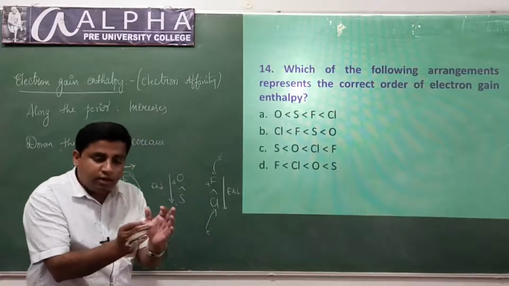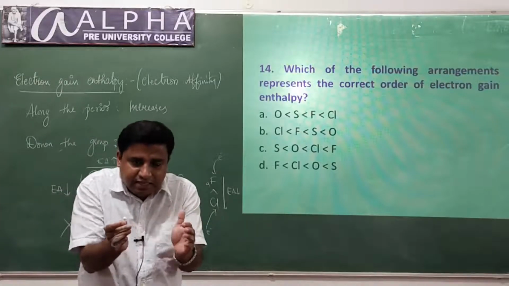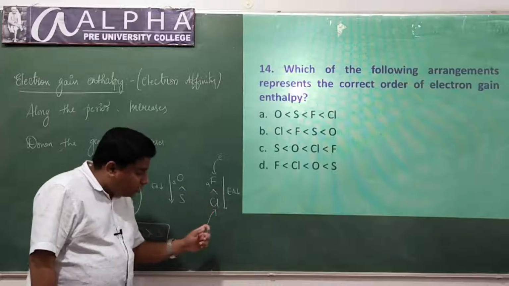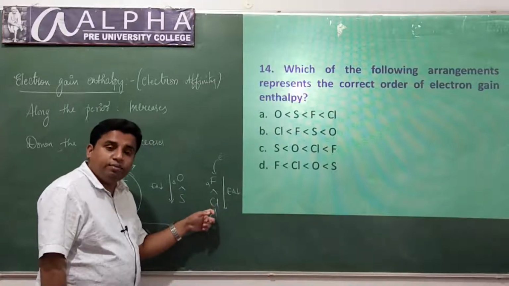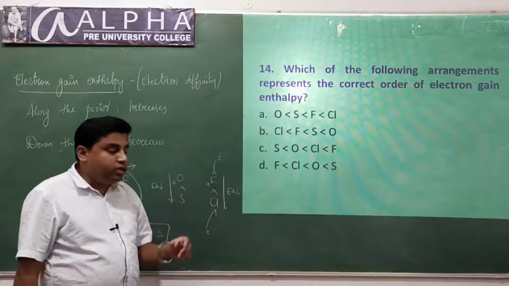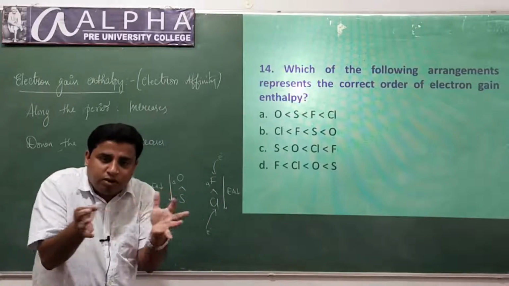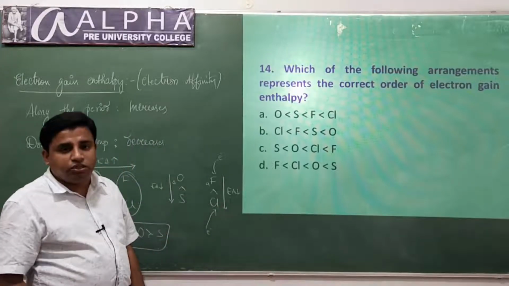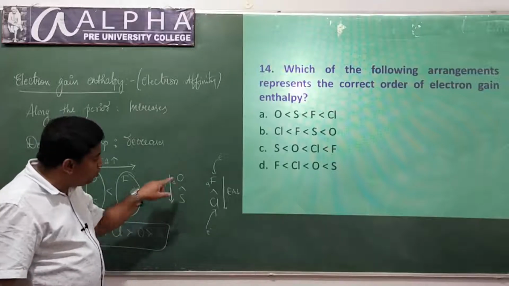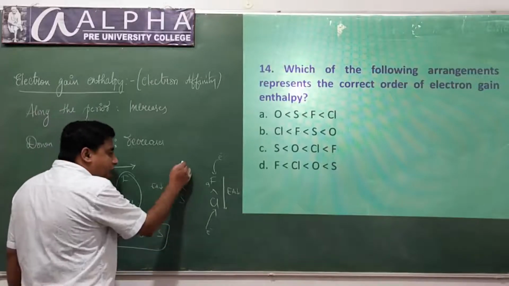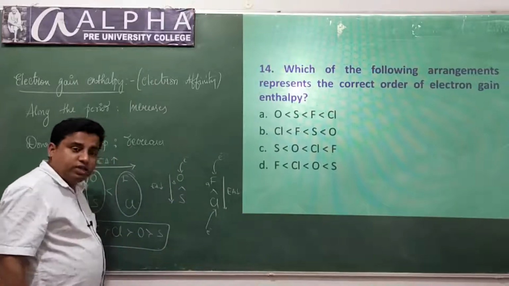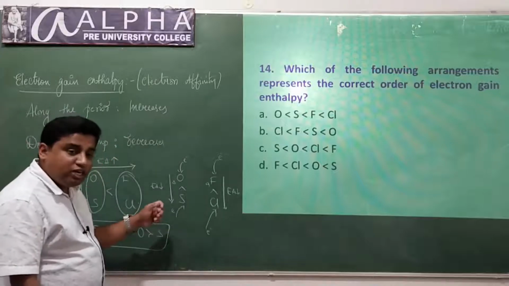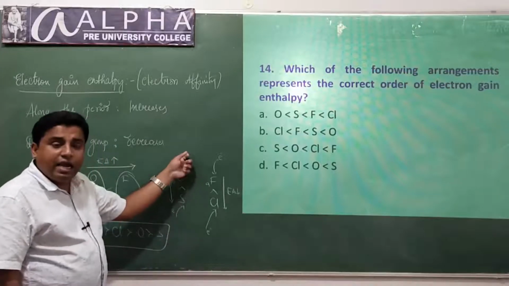In chlorine the size increases, and as the size increases, repulsion will decrease. So it is quite easy to add an electron to chlorine than to fluorine. In fluorine, because of small size, there will be more repulsion, whereas in chlorine, since the atomic size increases, there will be less repulsion. The same reason holds good for oxygen and sulfur also. It is easy to add an electron to sulfur rather than to oxygen.